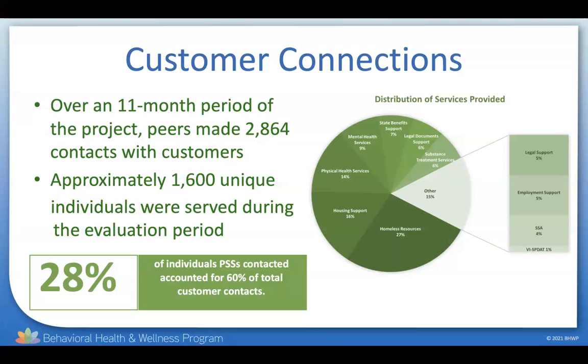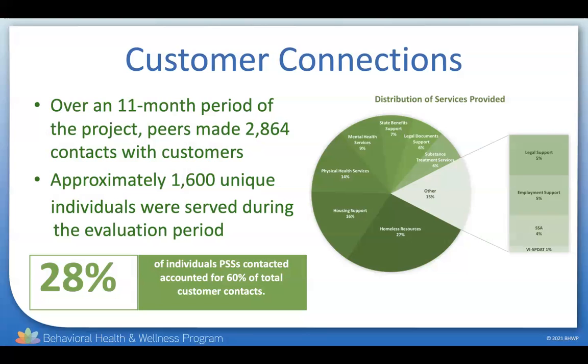So as you can see from some of the stats here, we made nearly 3,000 contacts with customers over this time period. And about 70% of these individuals provided enough information to determine if they are one-time or repeat customers. While we estimate that about 1,600 unique individuals were served, a big chunk of these was the same people. So while they may have only comprised about 28% of the overall sample, the repeat customers actually accounted for 60% of the total customer contacts.